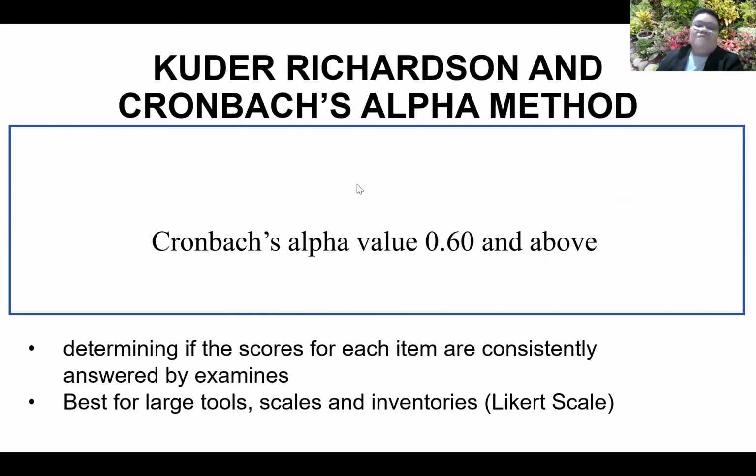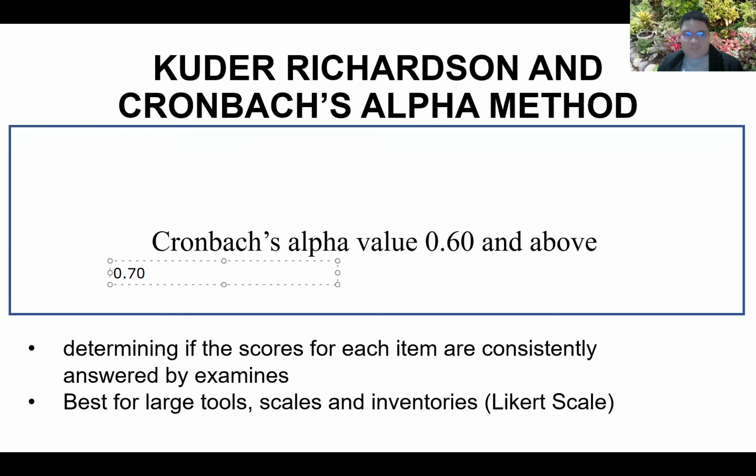Okay? Then you have your Kuder-Richardson and then your Cronbach-Alpha method. Class, for your Kuder-Richardson and Cronbach-Alpha method, according to our textbook, I'm referring to the Book of Balagtas on Assessment, the Cronbach-Alpha value daw of 0.6 and above is already considered to be reliable. But class, I would like to revise that and I would like to make an addendum to that. Okay? We will make it 0.7 for the purpose of generality.